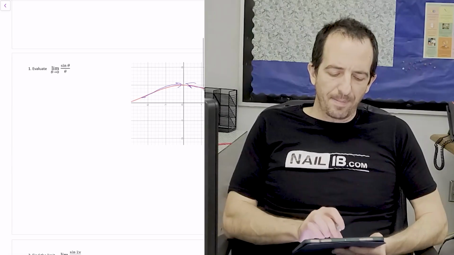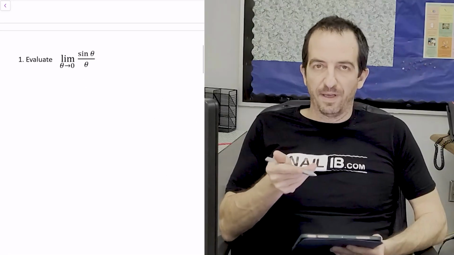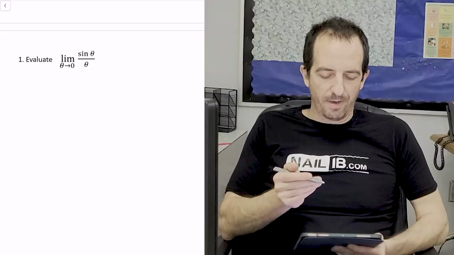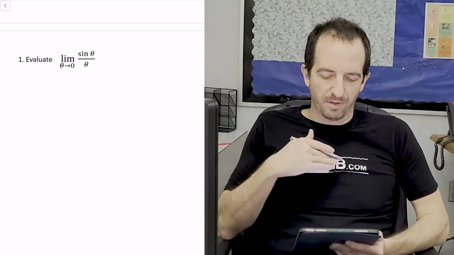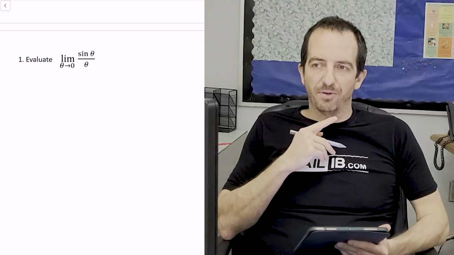But the question is, what happens if we weren't given this graph? What happens if all we had was this numerical example? It was a non-calculator part 1 problem. We have to be able to show our work. What do we have to do?